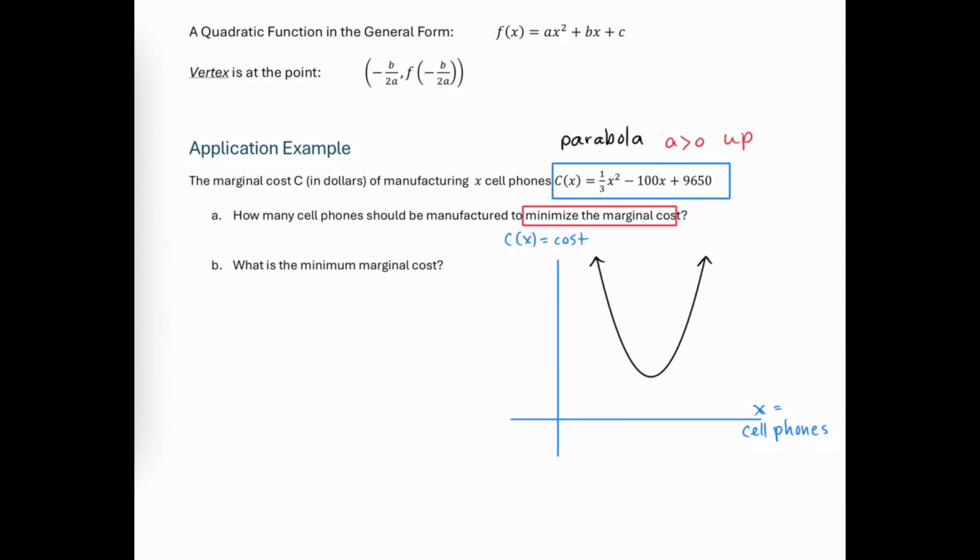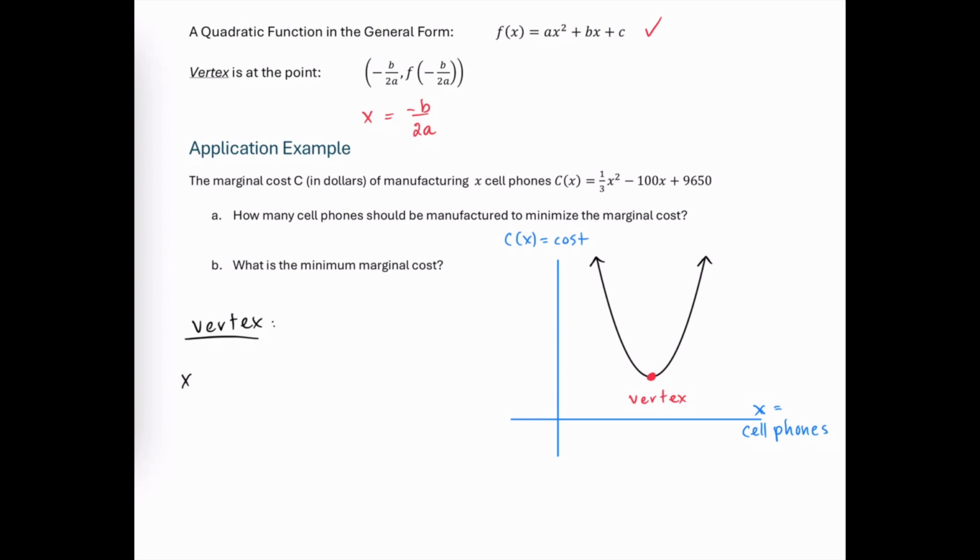Since we're being asked to find the minimum cost, that means we're being asked to find the minimum y value, or the minimum output value, which occurs at the vertex. When we have a quadratic function in the general form, we calculate the vertex by first calculating the x-coordinate, negative b over 2a, and then plugging that x value back into the function to determine the corresponding y value. So we're looking for that vertex point, and we start by calculating x is equal to negative b over 2a.